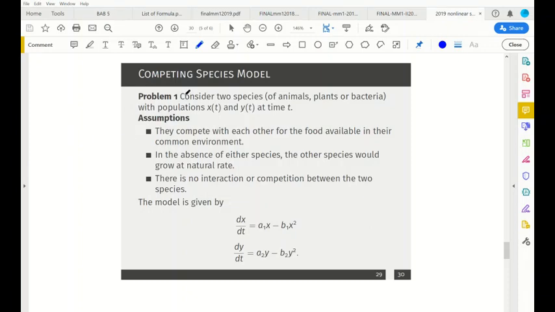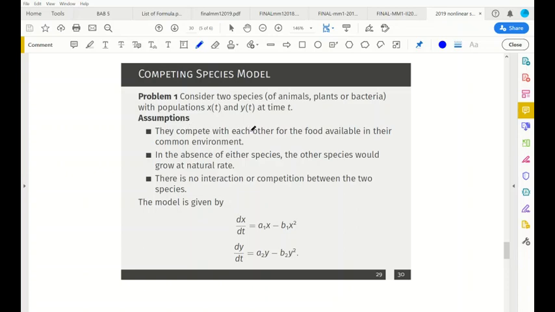Okay, the second problem that I mentioned in the outline is this one. We have two species. One species we name the variable for it as x, another one as y. So the population changes as time changes. The assumption here is that they compete with each other.